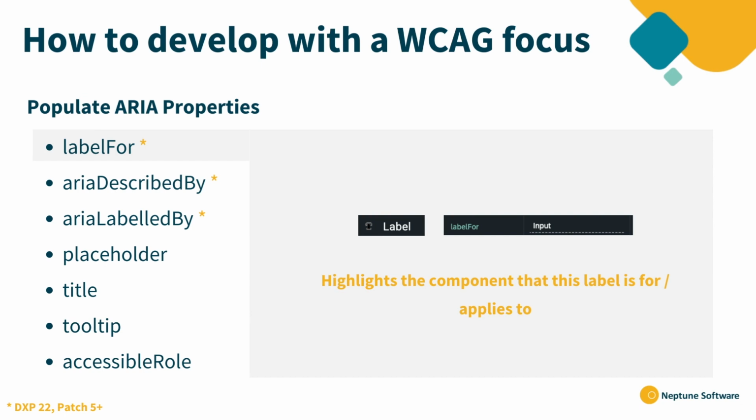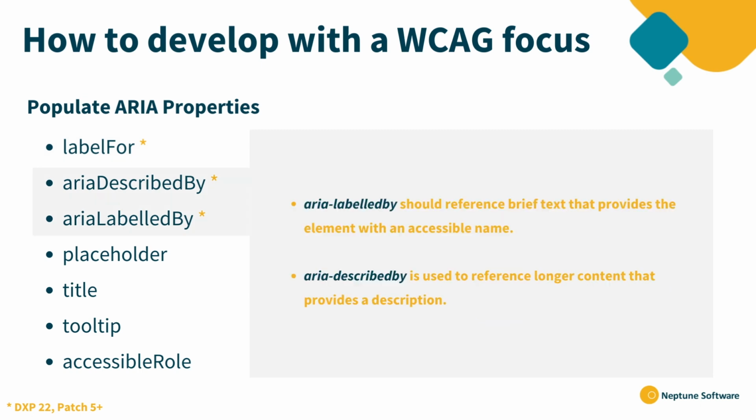The label for properties go hand in hand with the described by and labeled by, but specifically point to the component that this label is referring to. Some elements get their accessible name from their inner content. Other elements, such as form text areas and tables, get their accessible name from the content of associated elements. So for these elements, the accessible name comes from a label with a for attribute. The ARIA labeled by and described by attributes both reference other components to calculate text alternatives.